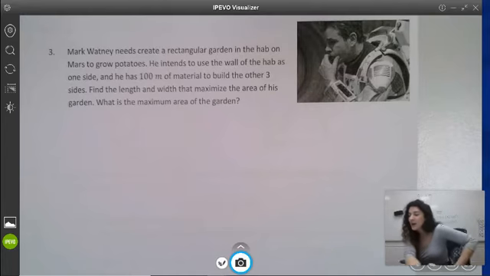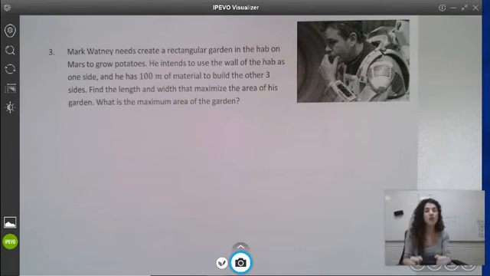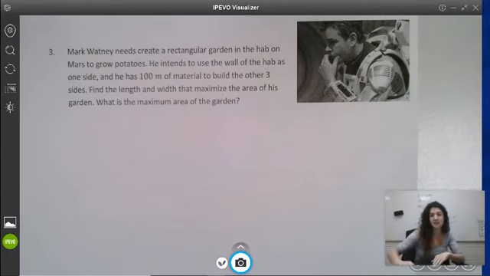This is a typical critical thinking, higher level question that I think is so cool. And not only is it used in situations like this, but it's also used in optimizing volume with a limited amount of surface area, right? When you only have so many materials, like Mark Watney, he only has 100 meters. How can he best utilize that 100 meters to get the largest area he possibly can? And it does make a difference.